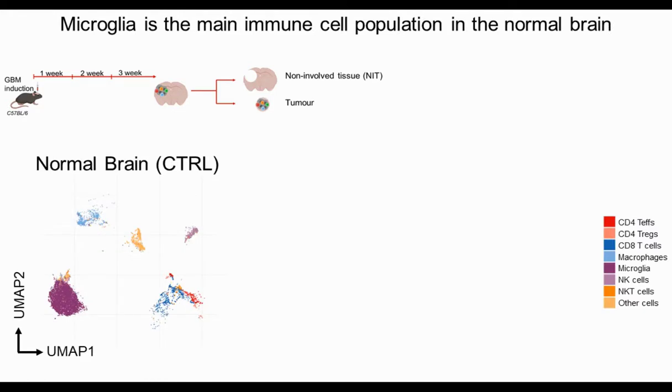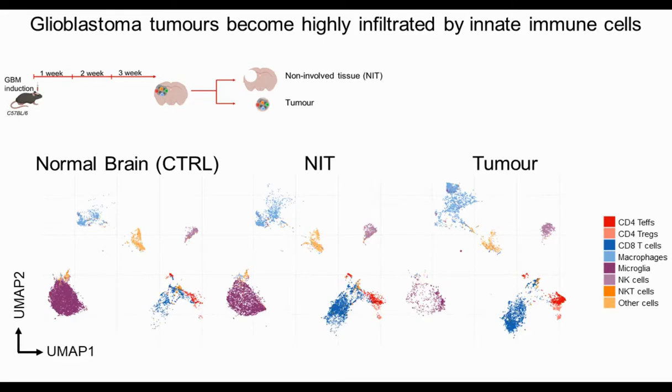So what we have seen is basically if we analyze the brain of a mouse without a tumor, we can see, as it has been described, that a normal brain is dominated by microglia. In this dimension reduction called UMAP, where we can observe all the immune populations that reside in a normal brain, we can see in purple that the main population that resides in a normal brain are microglia. But the question is what happens in our mouse model of glioblastoma.